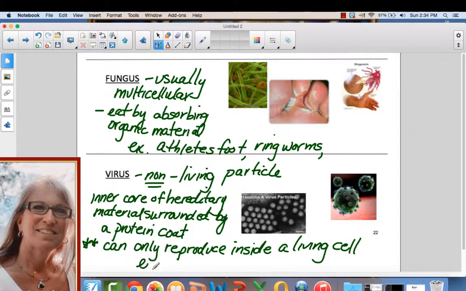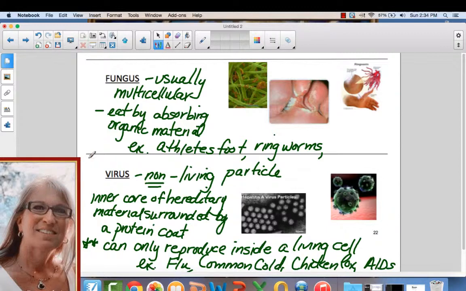And some examples are the flu, common cold. These are all examples of viruses, chickenpox, and one that somebody did for their disease poster, AIDS, or was supposed to do. Okay, so those are all common pathogens.